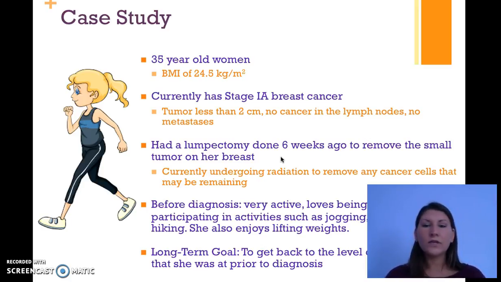And before diagnosis, she's very active, loves being outdoors, participating in activities like jogging, biking, and hiking, and she enjoys lifting weights. And her long-term goal is to get back to the level of physical activity that she was at prior to being diagnosed with breast cancer.